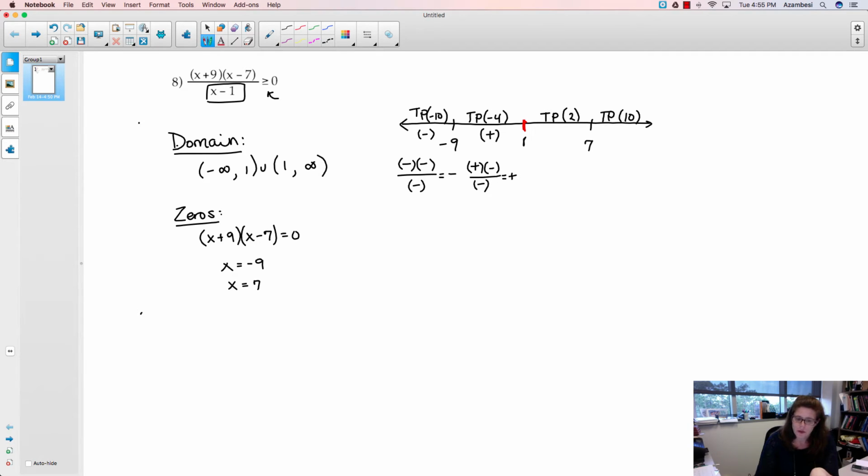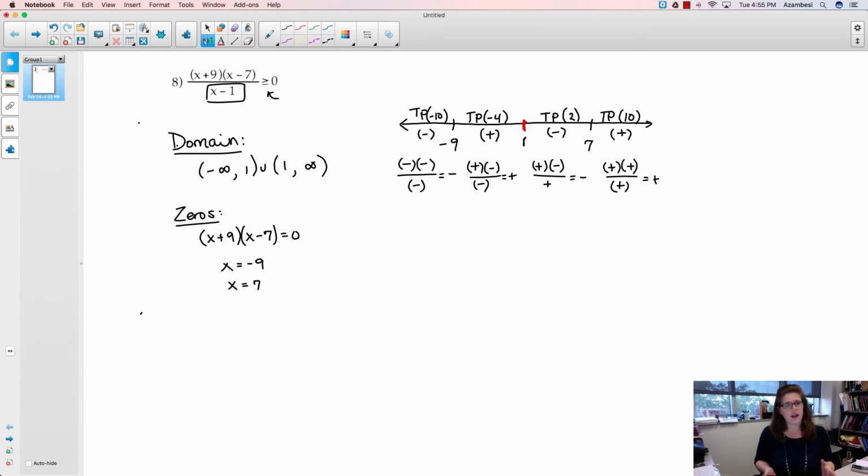Next point is 2. 2 plus 9, positive value. 2 minus 7, still negative. 2 minus 1 gives me positive. 1 negative is negative, so this region overall is negative. And the last region, 10 plus 9 is positive, minus 7, also positive, and positive here too.